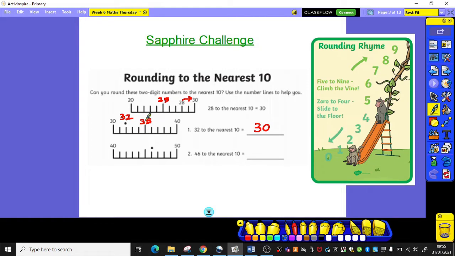Now, what happens though if I was considering the number 35? Because that's exactly in the middle. Well, we know the rule from lots of work in the autumn term is that we would round up. And we've got a big poster here that you're used to seeing in the autumn term, and it reminds us of the rule.